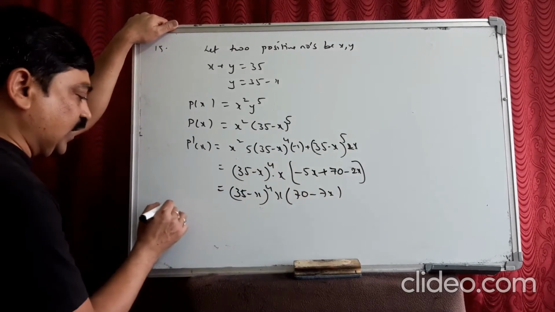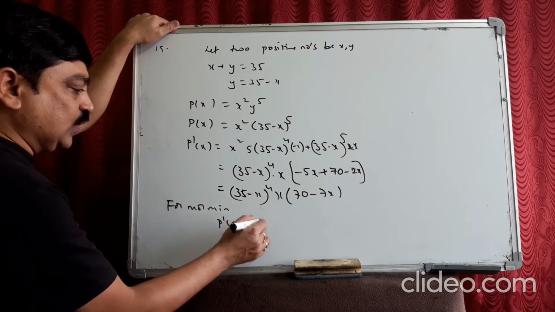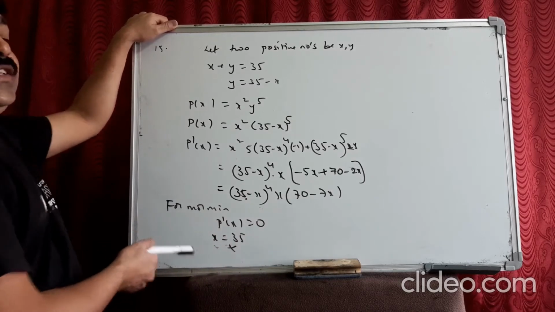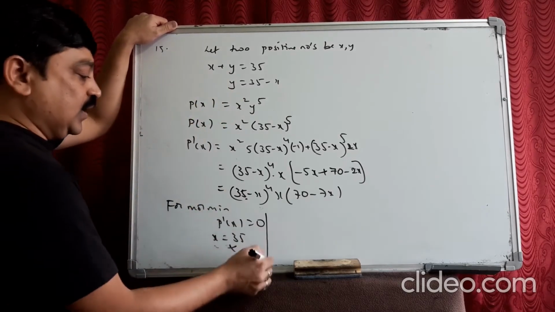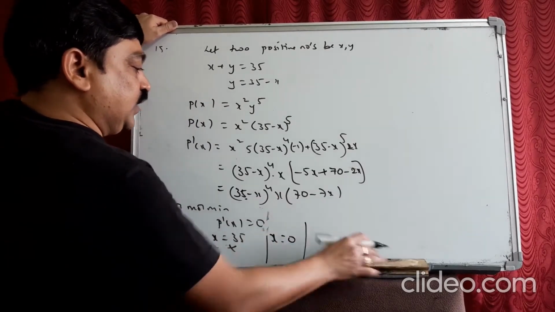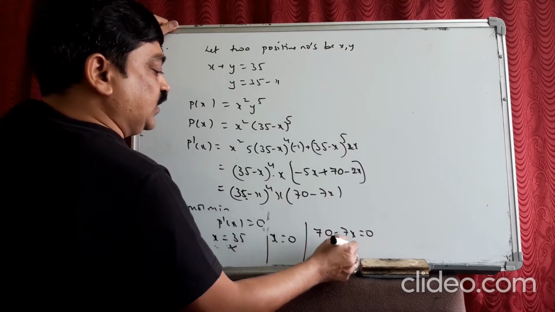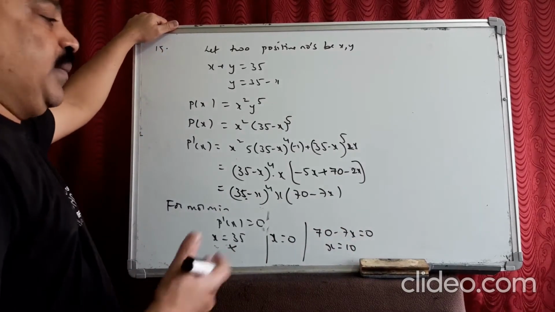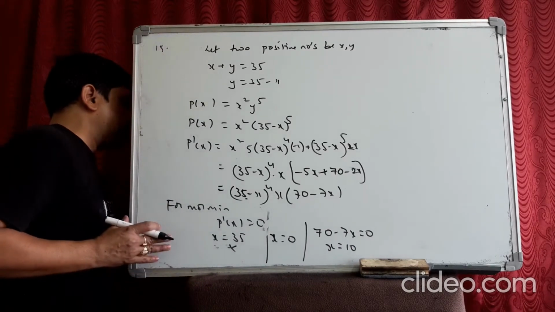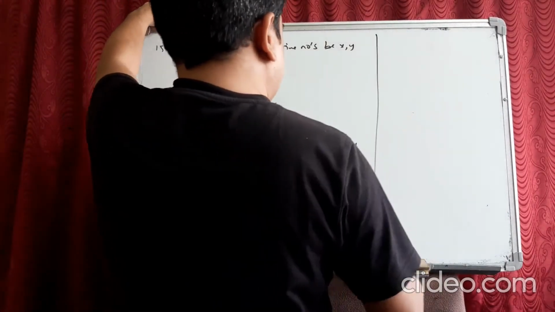Now when I equate for maximum or minimum, P dash of x is equal to 0. When you take this equal to 0, x is 35, which we don't take because when x is 35, y becomes 0. When x is 0, we don't take this also, it cannot happen. When 70 minus 7x is 0, x will be equal to 10. So let us see the double derivative, whether it is negative or not, because they have asked us to find the maximum only. Here also it is maximum. So let us go with the double derivative.